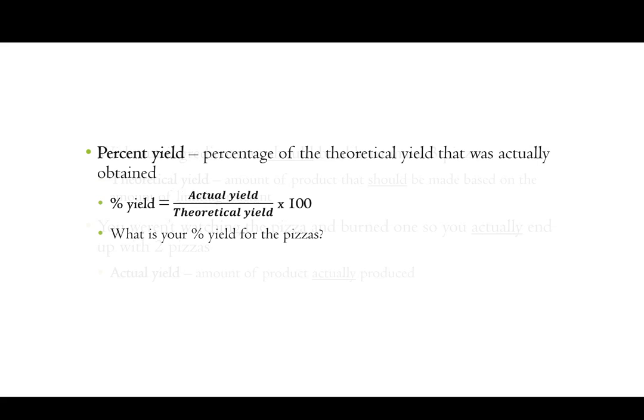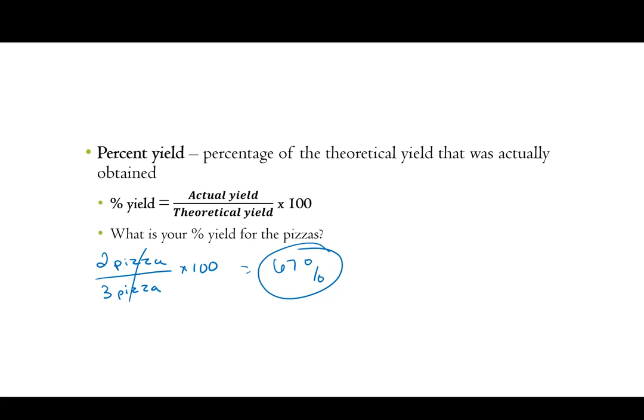So to find percent yield, you're going to take the actual yield over the theoretical yield and multiply it by 100. So what is the percent yield for the pizzas? That would be, I actually made 2 pizzas. I should have made 3 pizzas, times 100. The unit pizza cancels, right? So I just end up with 67% yield. Yeah, 67% of what I should have gotten if everything went perfectly.